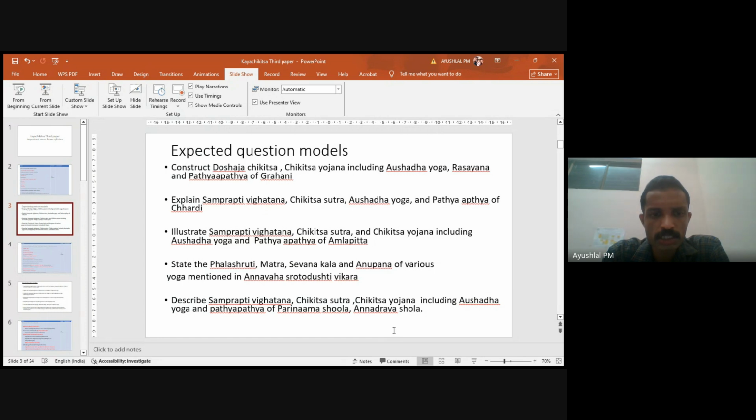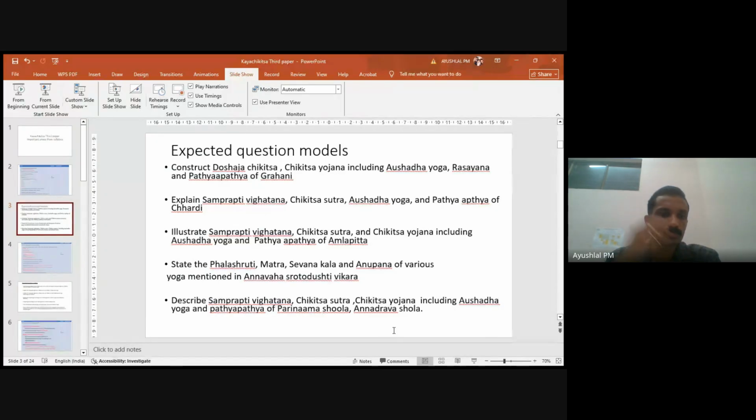And one more question is describe Samprapti Vikhatana, Chikitsa Sutra, Chikitsa Yojana, including Aushadha Yoga and Patyapatya of Parinama Shula and Annadrava Shula. So most of these questions can come as a piece. Again, this is taken from the must-to-know points. Most of the questions will be coming from MK points. I think you know what is MK, what is DK, what is NK and all those things: must to know, desire to know, and nice to know. So there are different classifications of points given. Most of the questions will be coming from must-to-know points, especially 10-mark questions come only from the must-to-know points. So these are the ways of asking questions in the third paper.